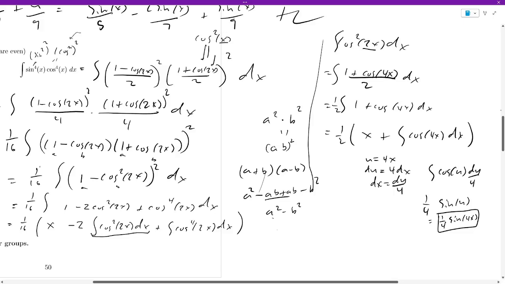So if that makes sense to you, it's totally fine just to jump straight from here to here. But the way to show that it's legit is this little u sub. And if you forget, you can always do the u sub. Okay, so let's continue our equals sign. I'm going to have 1/2 x, that's the same. Then I figured out this integral. It was 1/4 sine of 4x.